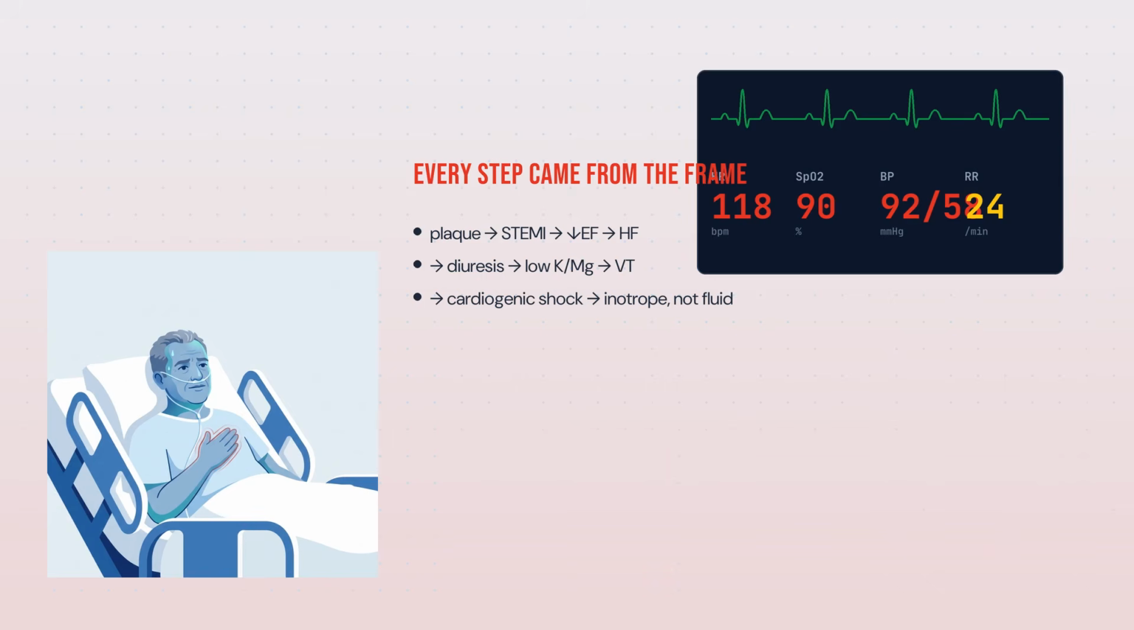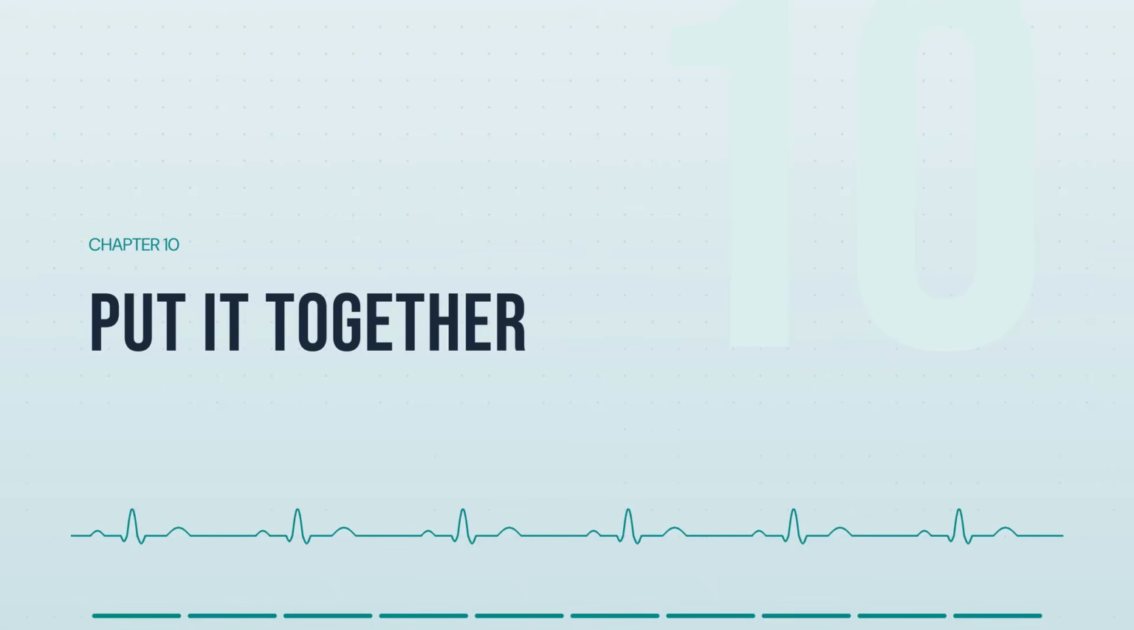And when he later became hypotensive with crackles and jugular venous distension, the answer was not fluid, because his tank was full and his pump was the problem. Every one of those steps came from the frame in Chapter 1. That is the entire design of cardiology. Chapter 10, Put it together.